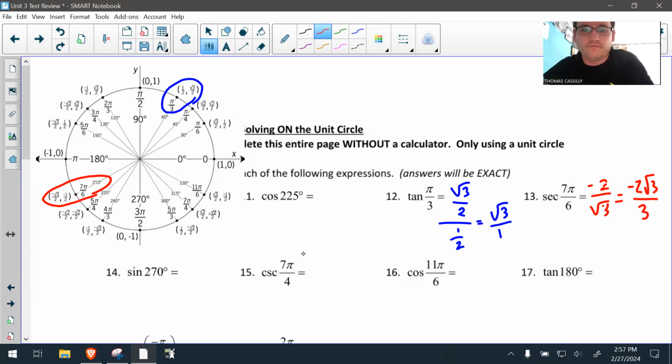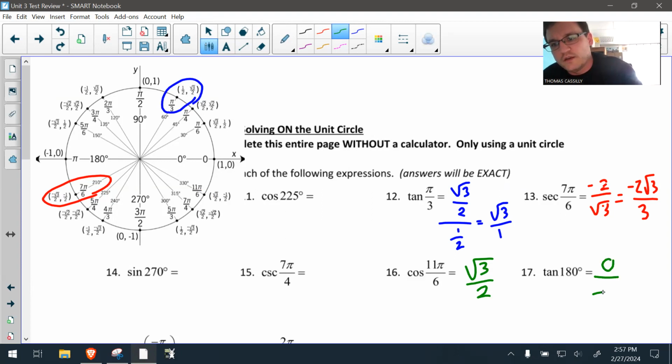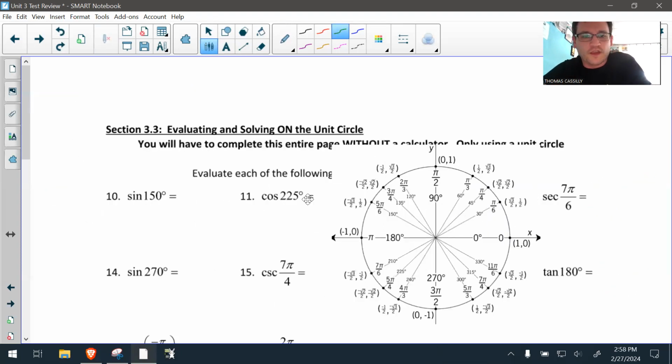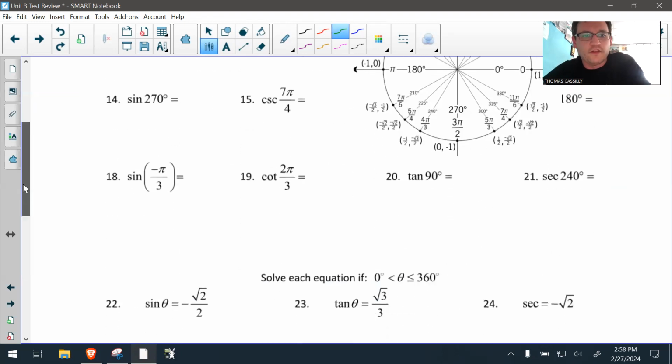And that one's done. Now the cosine of 11 pi over 6, that one's just straight up, don't overcomplicate it. Square root of 3 over 2. And then the tangent of 180 is 0 over -1. Sine over cosine, 0 divided by anything gives us 0. So those first 8 are finished. Let's move on to the next ones.